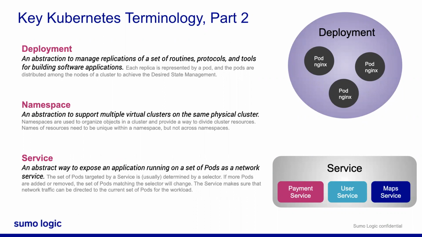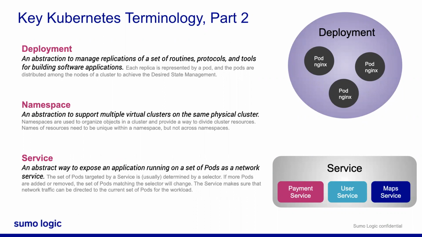Now, namespaces, my slide here says it's an abstraction to support multiple virtual clusters on the same physical cluster. If you're familiar with namespaces in a programming language, it's the same thing. Basically, the important thing to realize is that names within a namespace cannot clash, but across namespaces, they can. So you can use this to have multiple versions of the same thing. And also it means that you can divide your cluster up logically between applications, between teams, and know that they're not going to leak in between each other and cause conflicts.